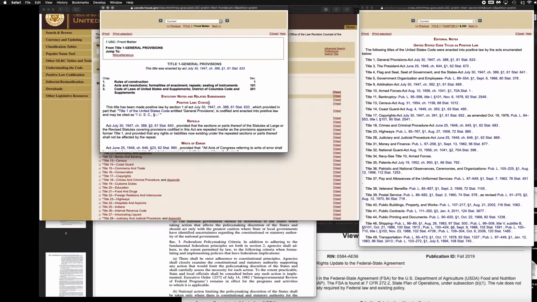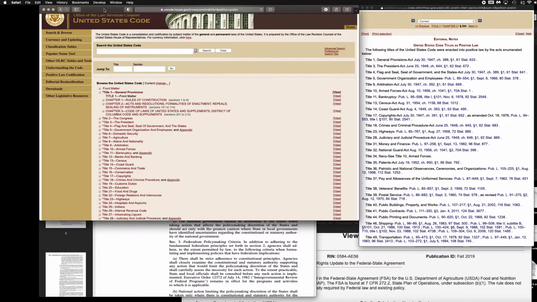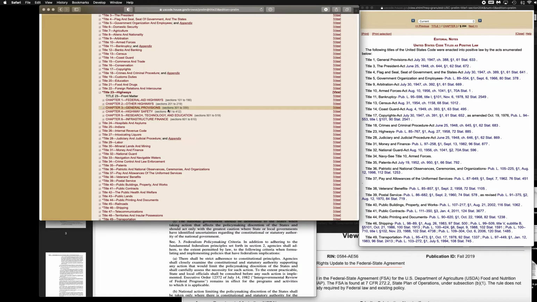This title has been made positive law by Section 1 of Act July 30, 1947, which provided in part that Title I of the United States Code enacted general provisions is codified and enacted into positive law and may be cited as. Now, even though here it says that highways has been made positive, it doesn't tell you what chapter was made positive or from what point it was made positive.